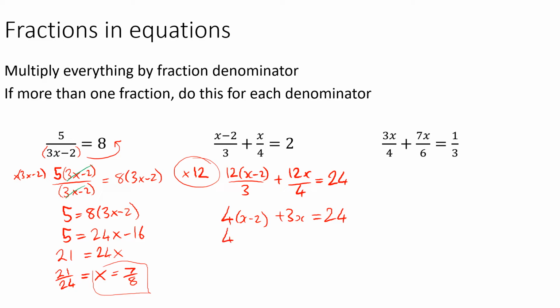Then we've got brackets, so we should expand them. 4x minus 8 plus 3x is 24. So we're going through the full method here.